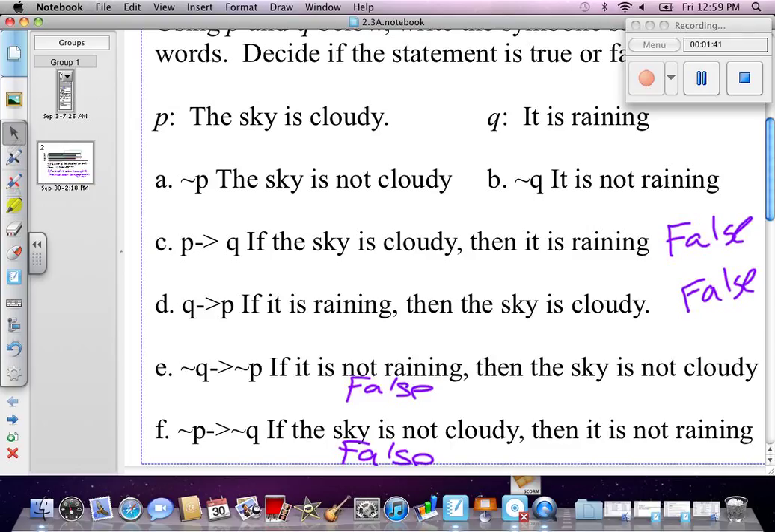All right, we're going to use P and Q, and we're going to write the symbolic statements in words and decide if each is true or false. So P is always the sky is cloudy. Q is always it is raining.